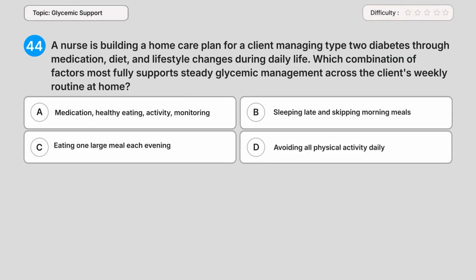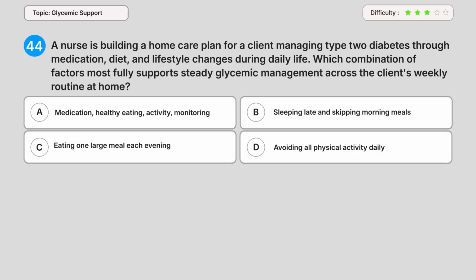44. A nurse is building a home care plan for a client managing type 2 diabetes through medication, diet, and lifestyle changes during daily life. Which combination of factors most fully supports steady glycemic management across the client's weekly routine at home?